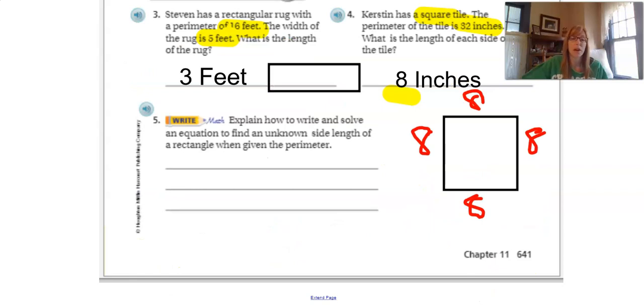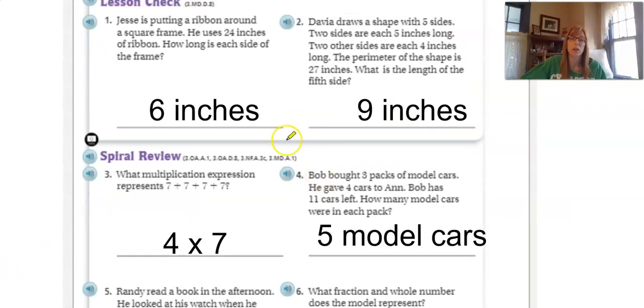We're going to skip that, and we're going to move right on to our lesson check. So it says, Jesse's putting a ribbon around a square frame. So around. As soon as we see around, it's like a fence. It's the perimeter. It goes the distance around something. All right, she used 24 inches of ribbon. How long is each side of the frame? So if you have a square frame, you are equally dividing something. So it would be 24 divided into the 4 sides, and that would be 6 inches for each side.